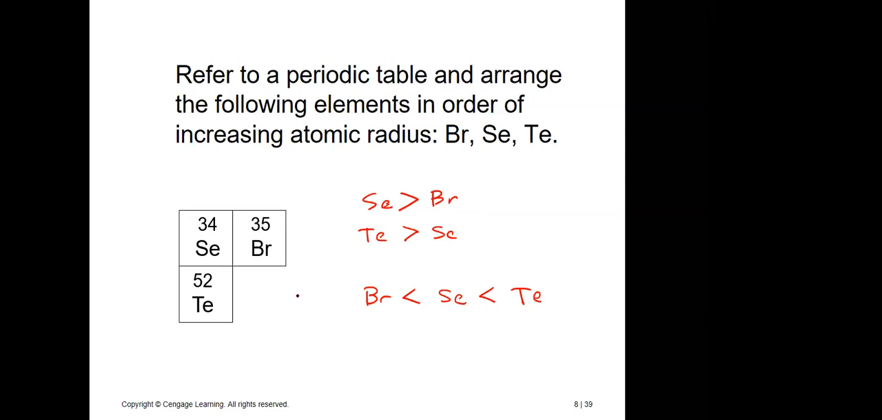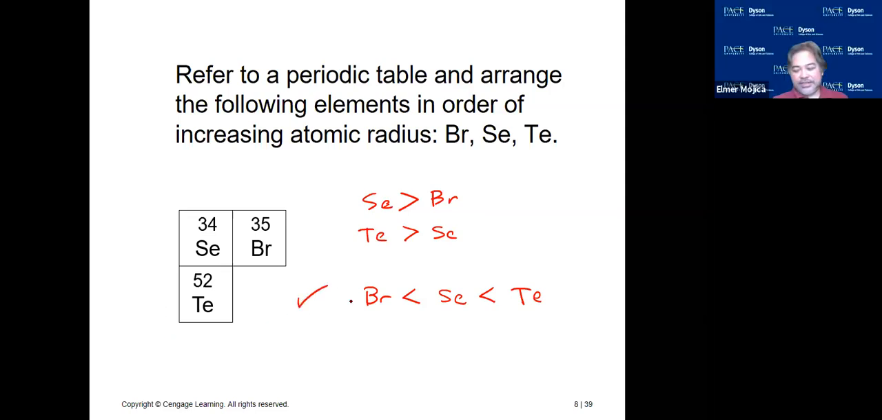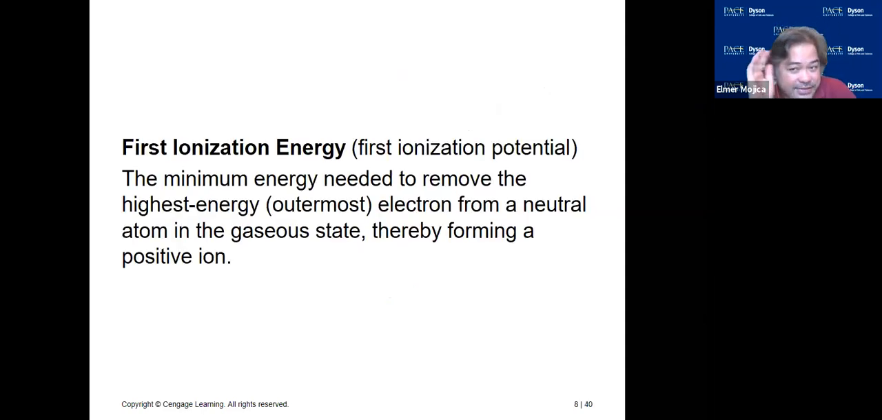Okay. So those are the type of questions that you have. Imagine you have 5 elements. You will have a periodic table for this. Okay. So again, atomic size or atomic radius, left to right decreases, top to bottom increases. Because we go now to the next property. And the one that we have here is first ionization energy.